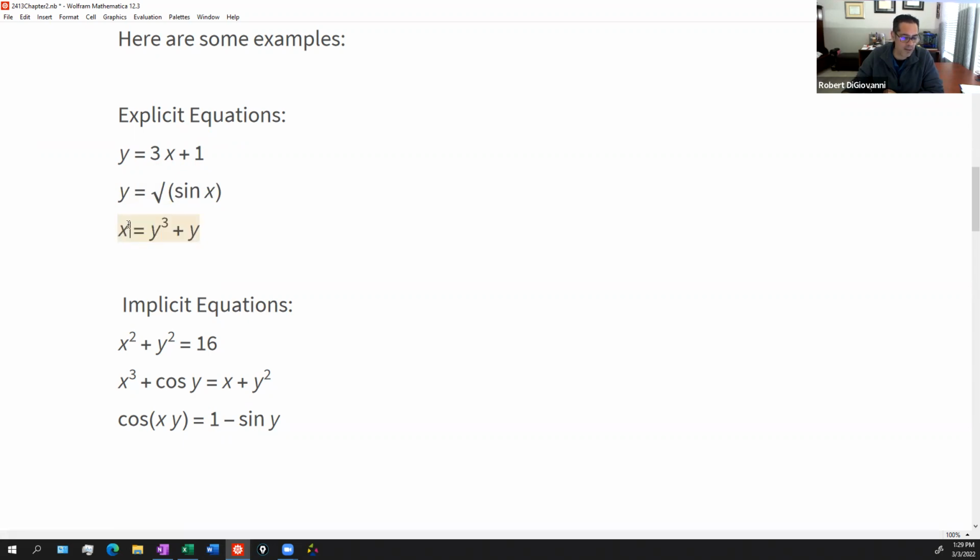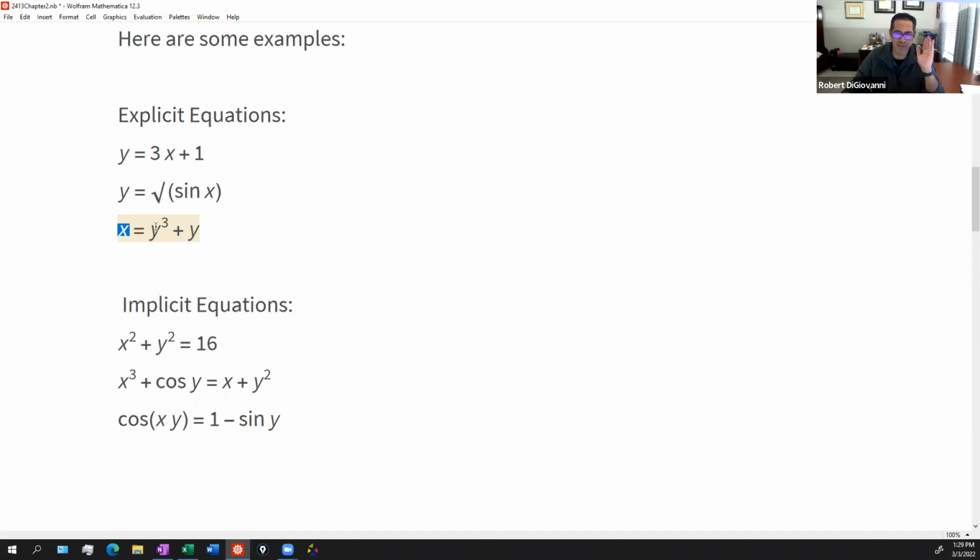But on this last one, if I give you x, is it easy for you to then tell me what y is? Like if I told you x is 10, could you tell me easily what y is? No, not easily, right? If x is 10, y equals 2 would work, wouldn't it?